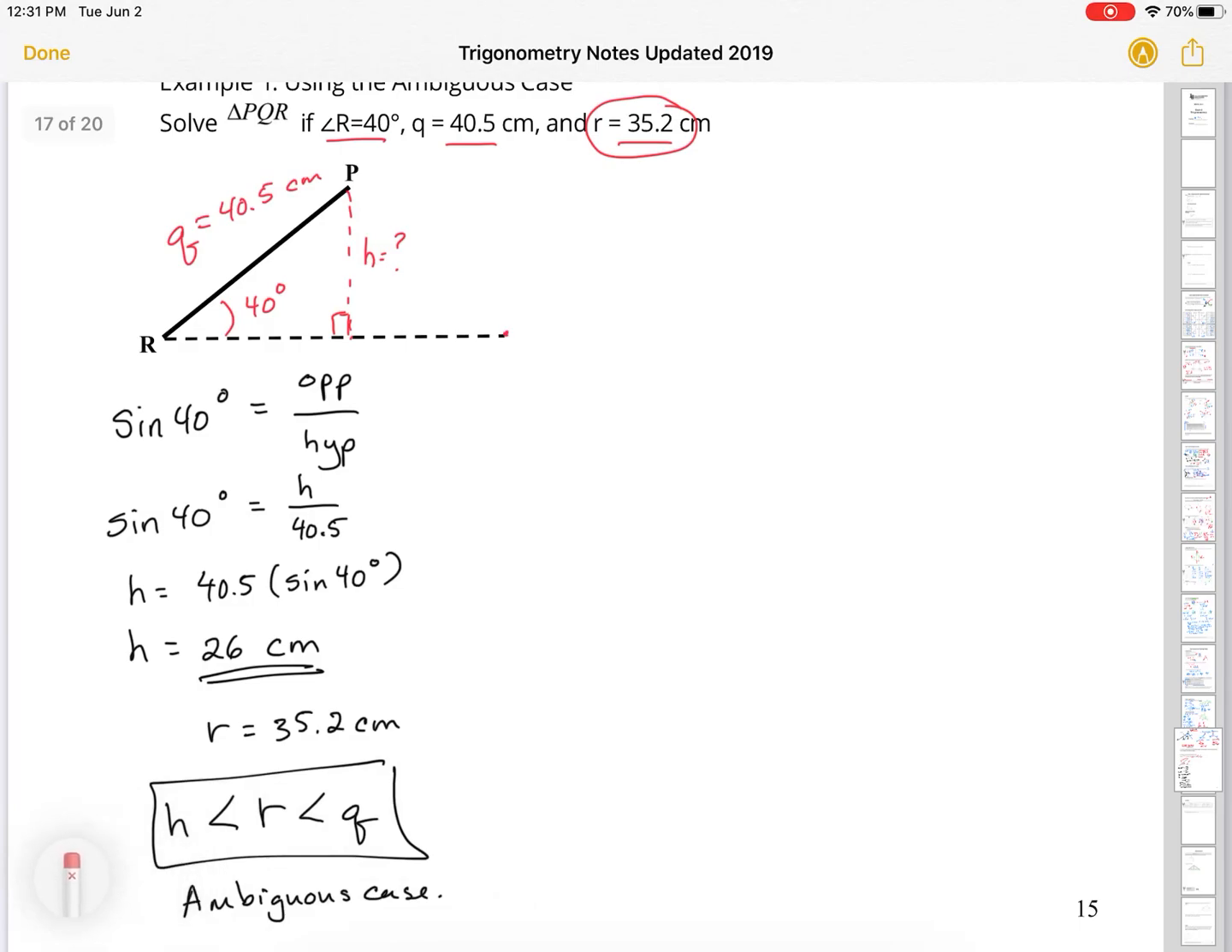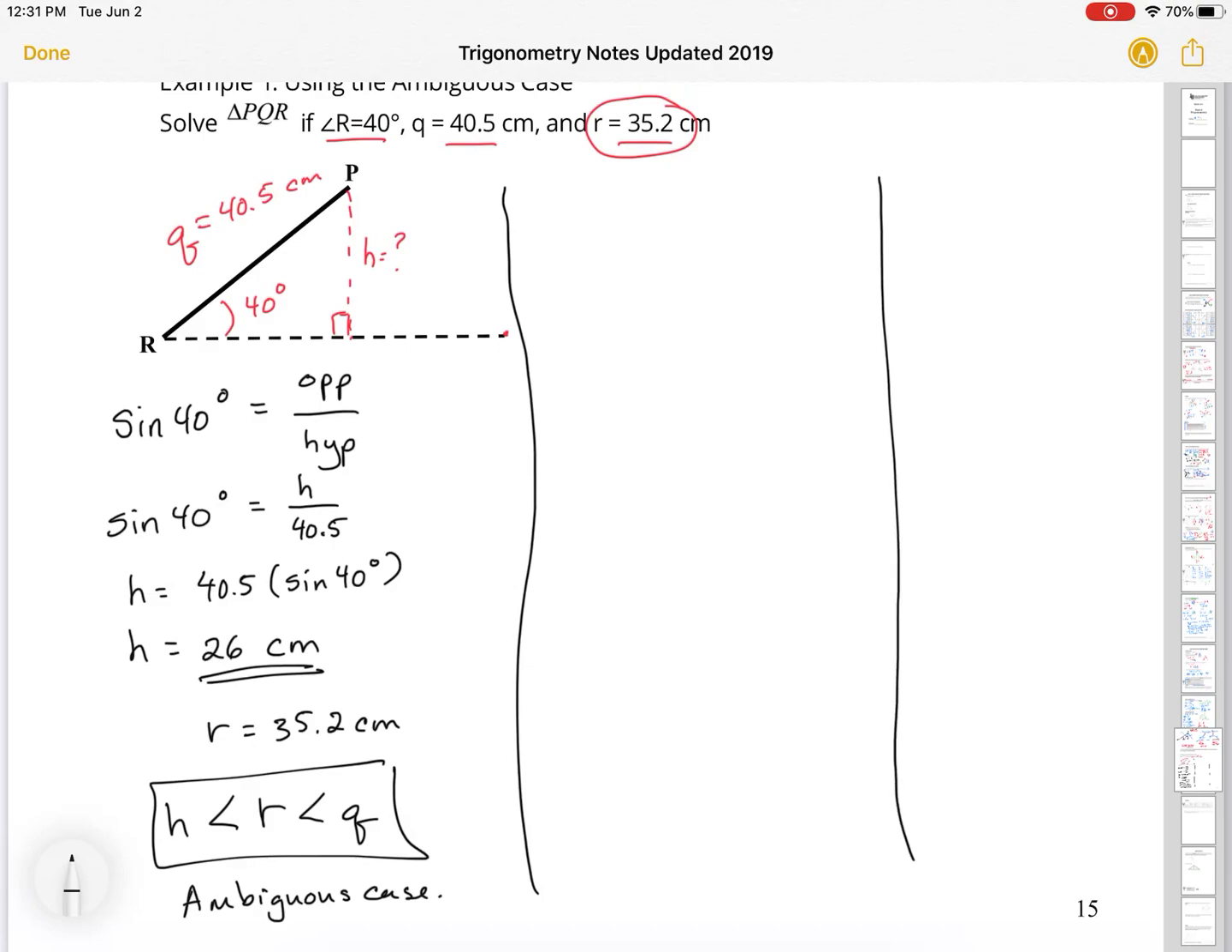So I'm just going to get rid of this because I want to break my page up so that I can do both of these. So first of all, if we have our triangle R, with this being 40, this is 40.5, and this is 35.2. This would be P and Q. We're going to use our sine law to figure out the missing angles. So I'm going to look for sine Q.